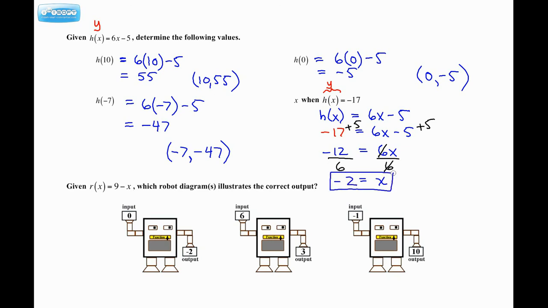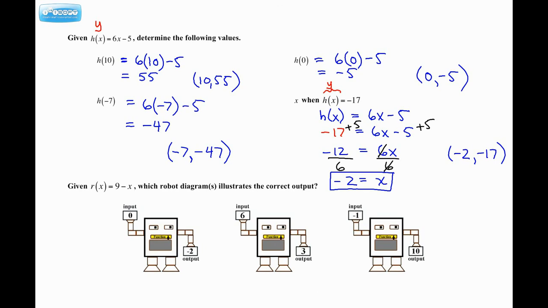So I just worked backwards. I gave you the y value first, and I just worked backwards to find the x value. So the ordered pair, if I wanted to plot this point, x would be negative 2, and y would be negative 17. All right?